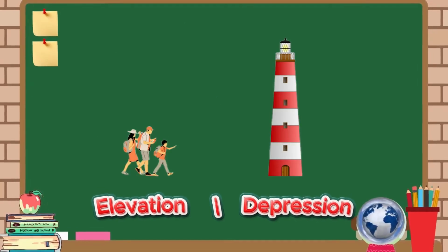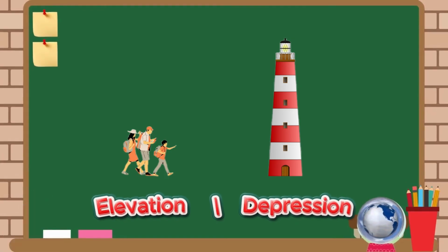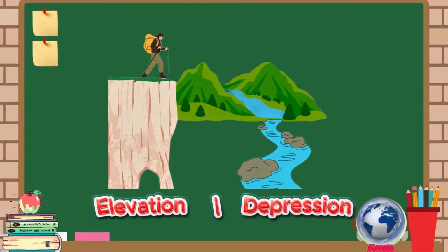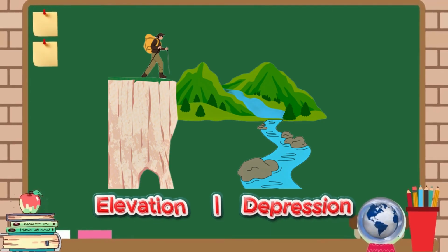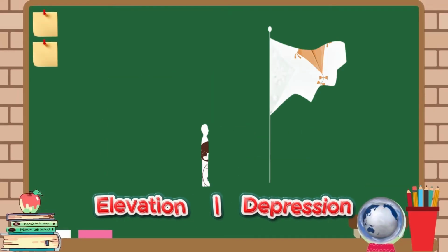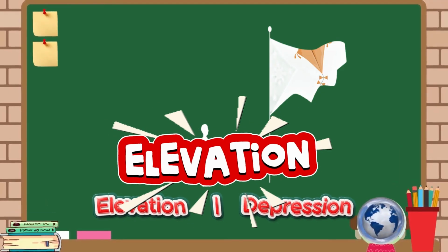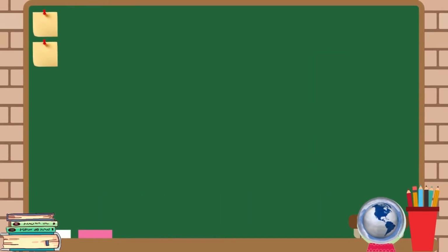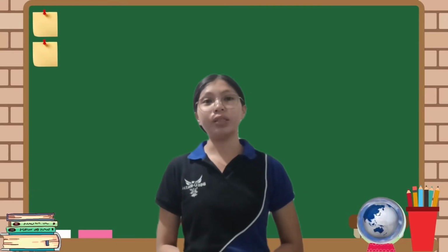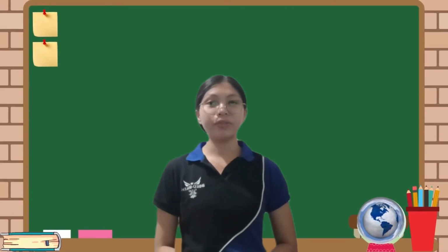A tourist looks up at the top of a tall lighthouse. Good. It's elevation. A hiker looks down from a cliff to the river below. Correct. It's depression. A student looks up at the school flag. And that's another elevation. Fantastic! You're already starting to differentiate between these two angles correctly. That's our first objective today.